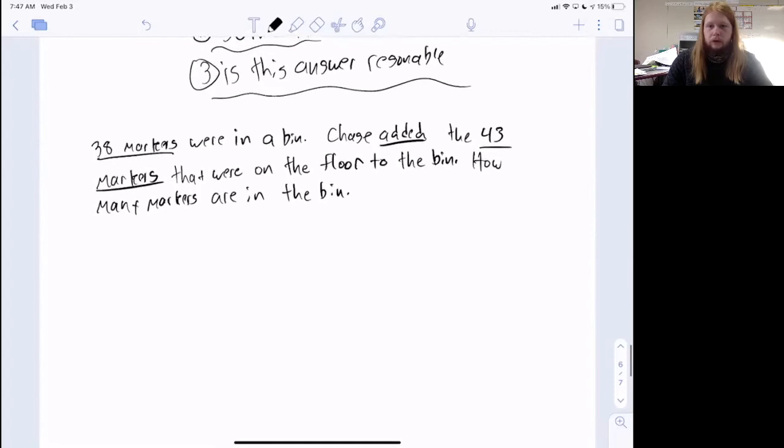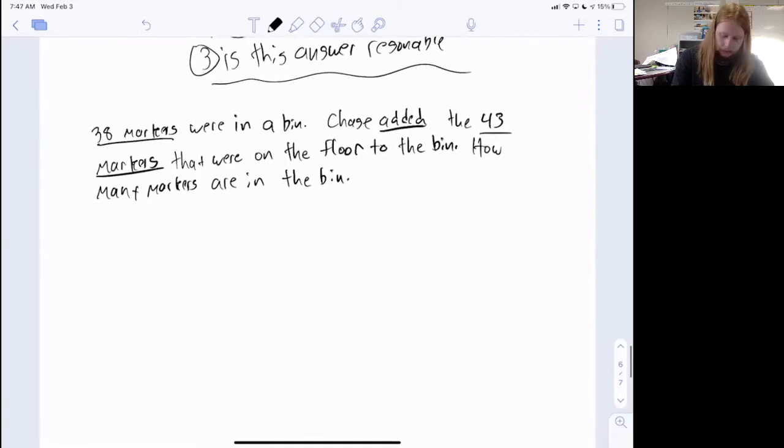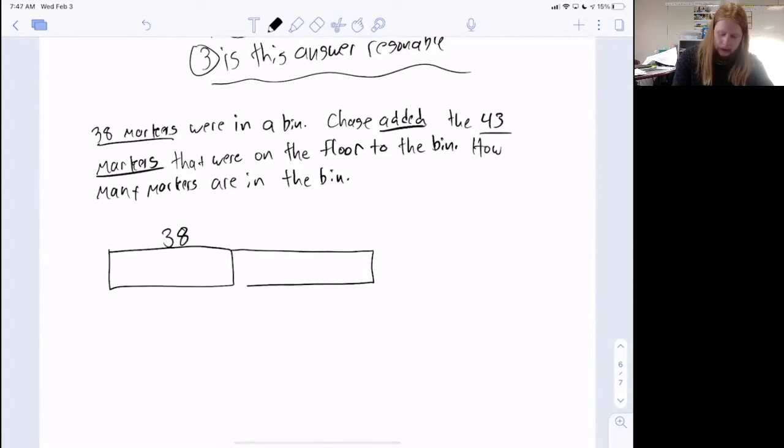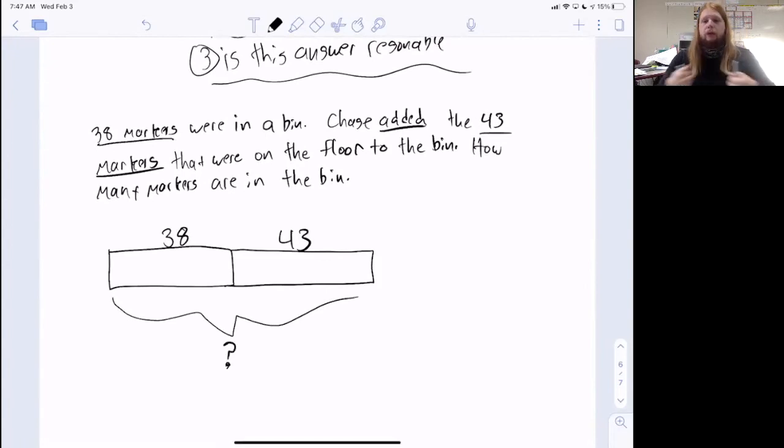So I'm going to show you guys with one of those tape diagrams we just learned. So we have 38 markers and we have 43 markers. So what we want to do now is find the answer down here because we want to combine the two tape diagrams together. So we have the 38 plus the 43. There's a couple ways to solve this. I like the number bond way. So let's go ahead and look at the number bond way first.